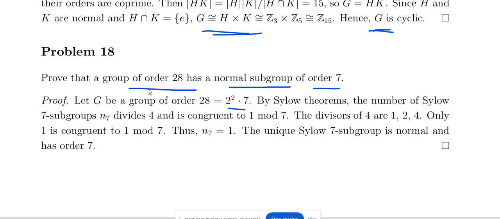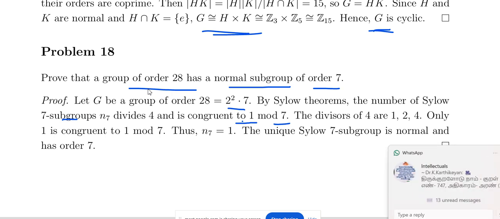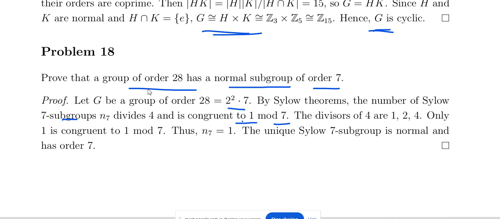If you apply the Sylow theorem, the number of Sylow 7 subgroups, n7, divides 4, that is 2 square, and is congruent to 1 mod 7. The divisors of 4 are 1, 2, 4 only. So only 1 is congruent to 1 modulo 7, therefore n7 equals 1. So the unique Sylow 7 subgroup is normal, therefore it is a normal subgroup of order 7.